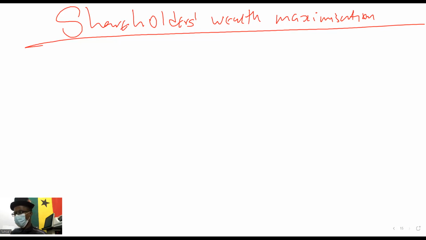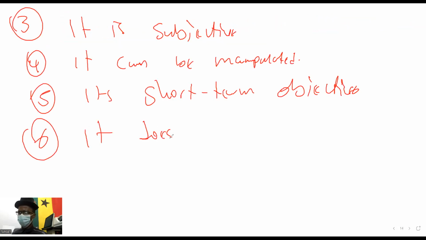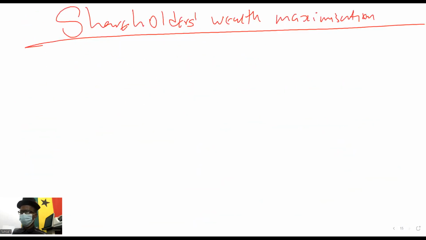In fact, another point that maybe you can add is the risk. It does not factor in risk. It does not incorporate risk into the scenario. So tell the examiner, it does not incorporate risk. Shareholders' wealth over here is just about what comes to the shareholder, you see.